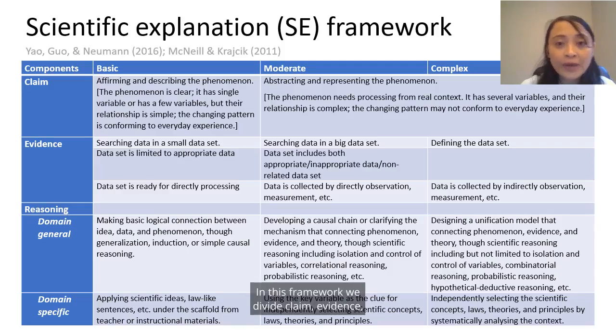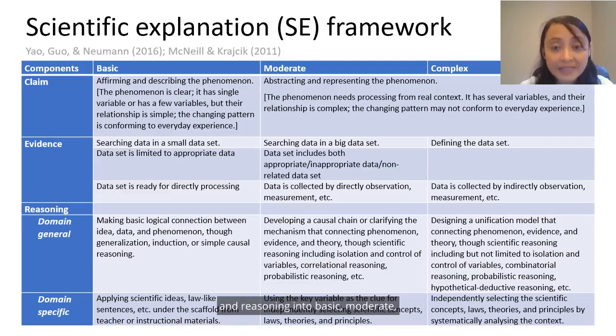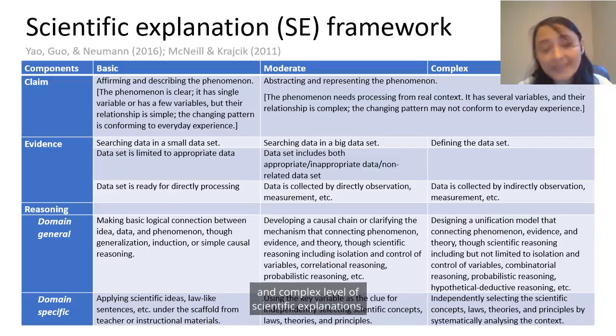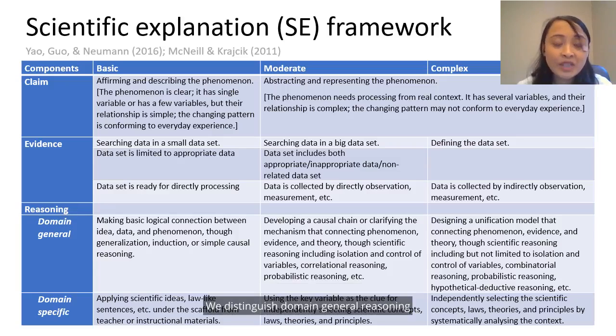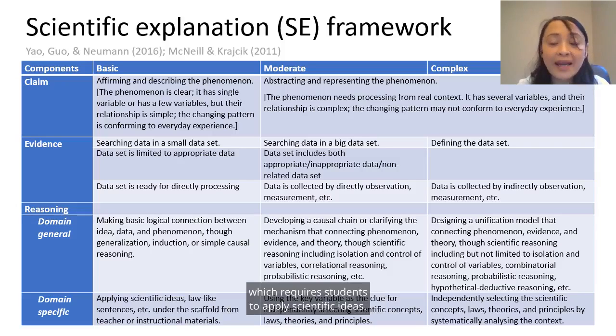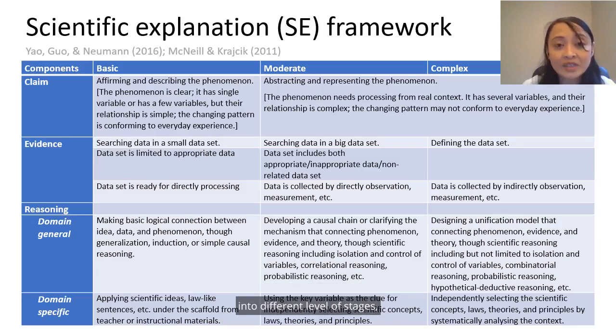So in this framework, we divide claim, evidence, and reasoning into basic, moderate, and complex levels of scientific explanation. We also distinguish between domain-general reasoning, such as causal reasoning and probabilistic reasoning, and domain-specific reasoning, which requires students to apply scientific ideas. All right, let's take a look at some of these items, and we can show you how we map student performance into different stages or levels of performance of scientific explanation.